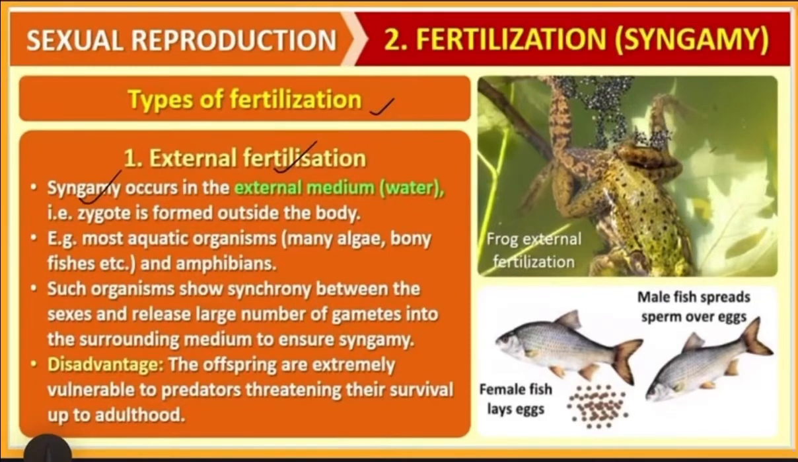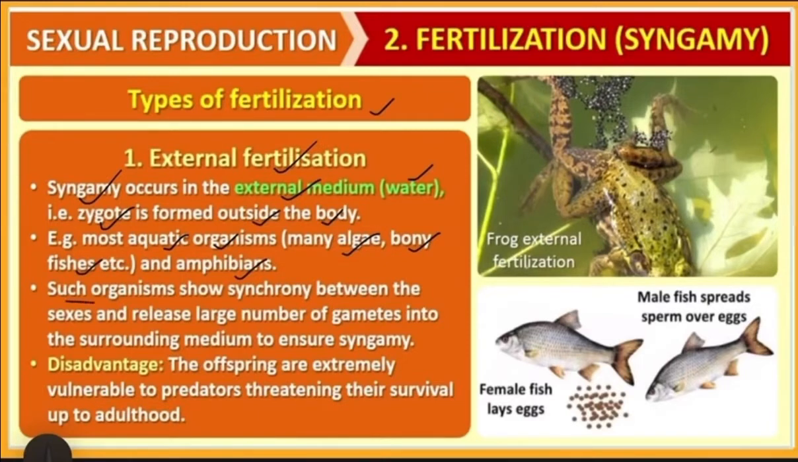Here, syngamy or fusion of male and female gametes occurs in the external medium like water. And the zygote is formed outside the body of the female. Such type of fertilization is called external fertilization. This is found in most of the aquatic organisms, like many algae and bony fishes, and also it is found in amphibians. So these organisms show external fertilization.